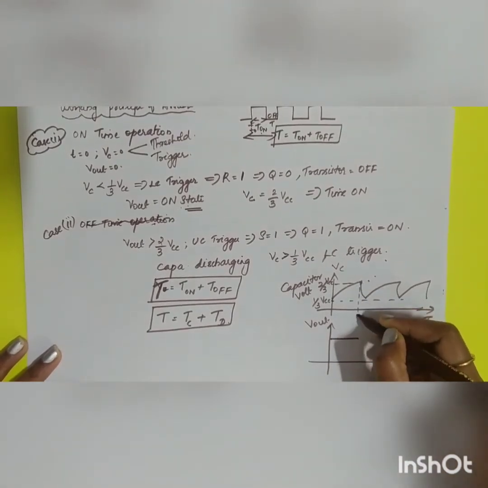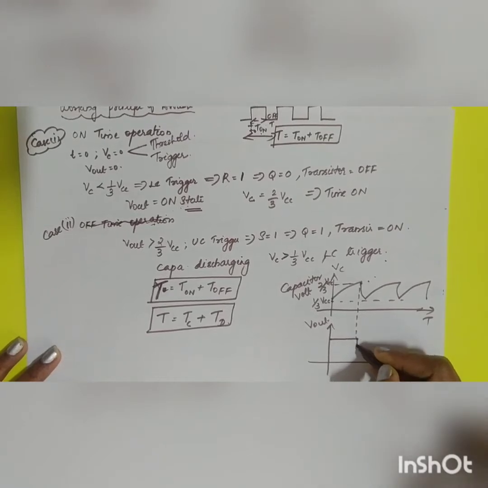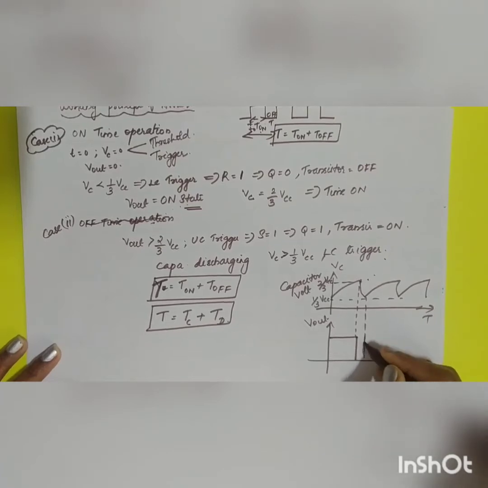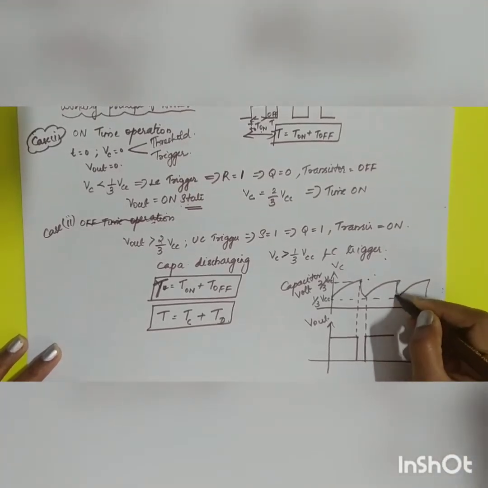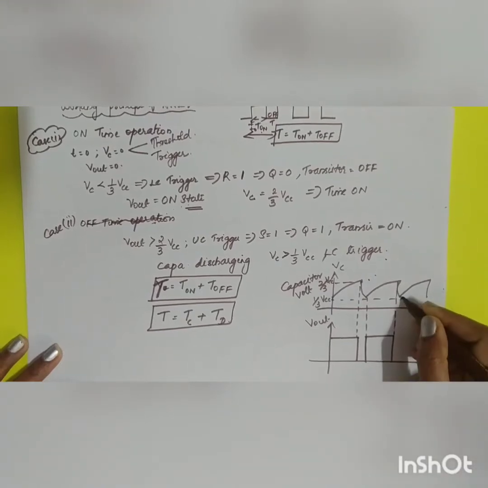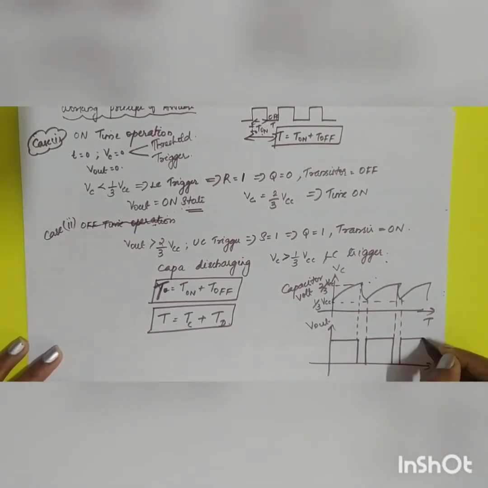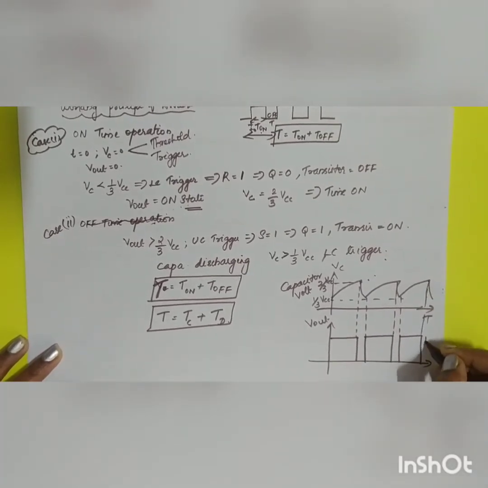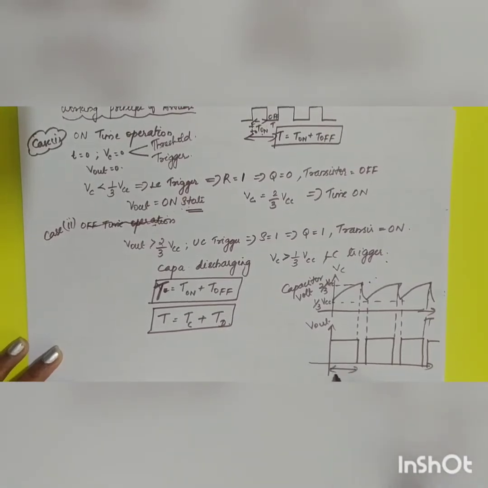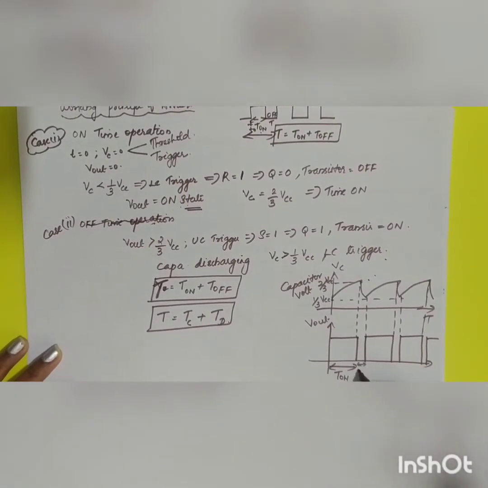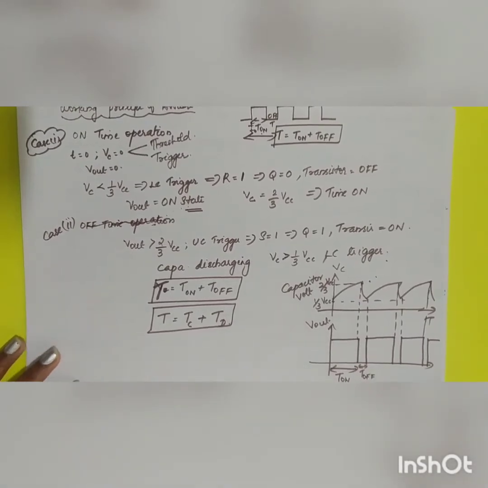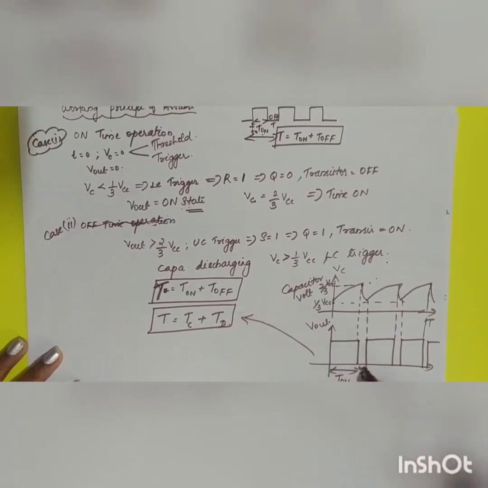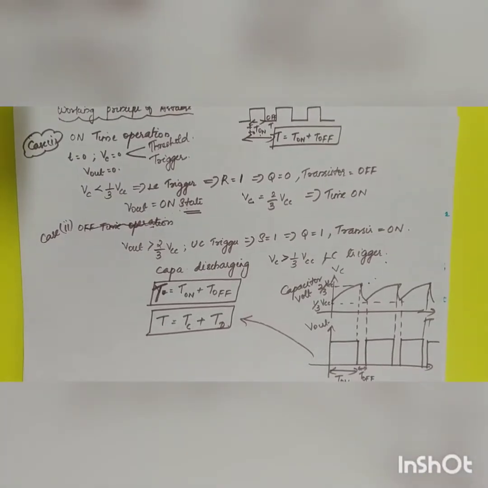So once T on is over, it will switch to your off state. So this will be your off state. Discharging. After discharging, again it will go to your on state. So during discharging, it will be in your off state. So this is how you will be getting your output. Okay, so this will be your T on and the discharging time is going to be your T off. That's how you will be getting the total time period. T will be equal to T on plus T off.